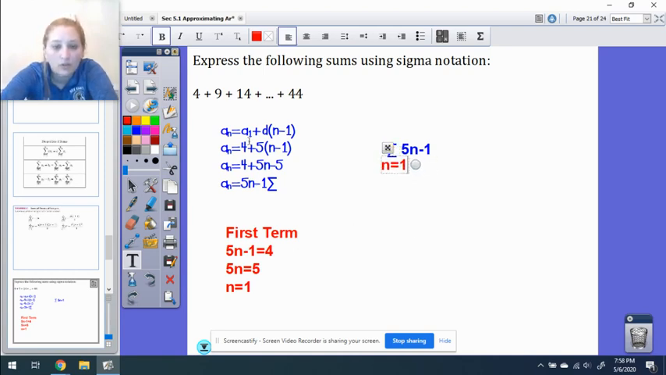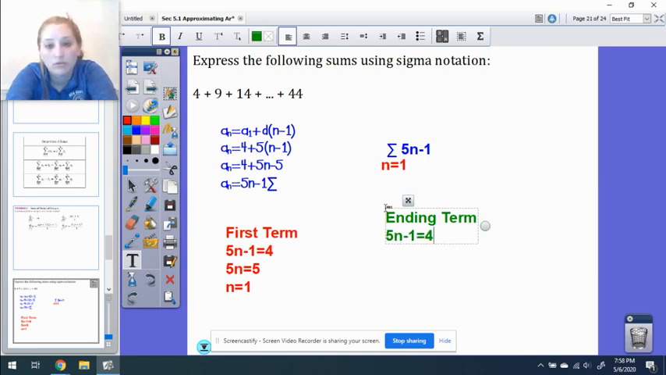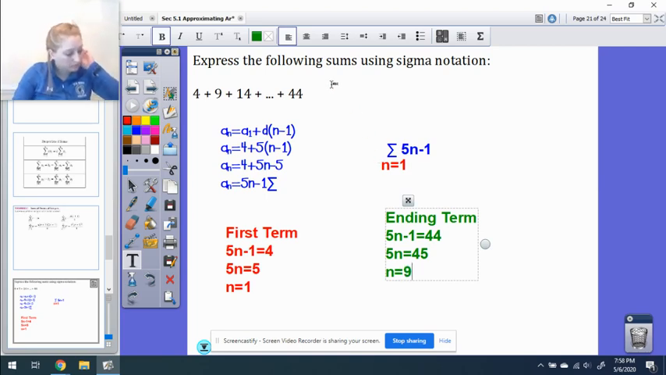Okay, and now we're going to do the same thing with our ending term. So we're going to say that 5n minus 1 equals 44. So we're going to get 5n equals 45. So n is 9. Okay, so we're ending at 9.